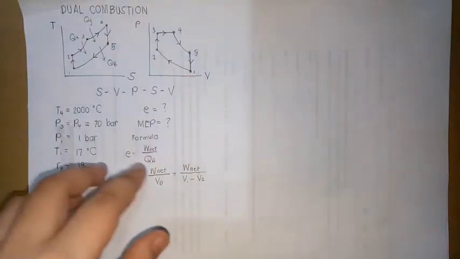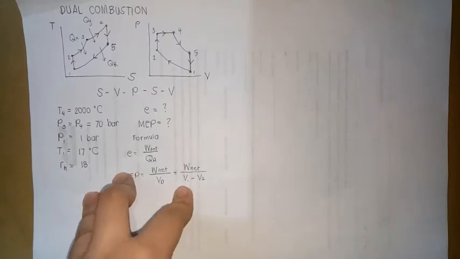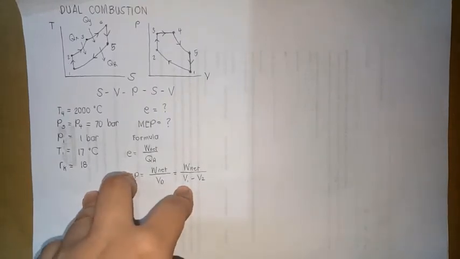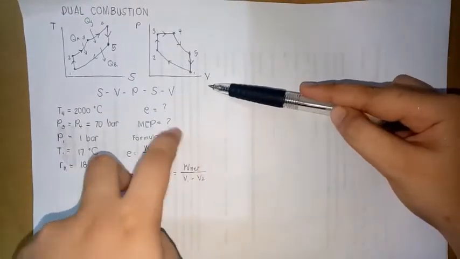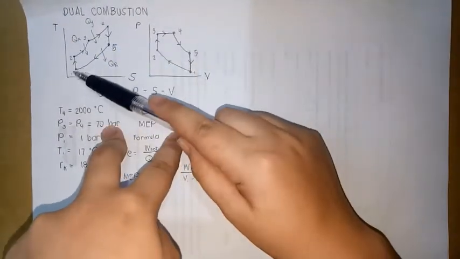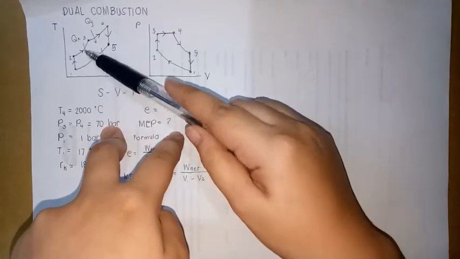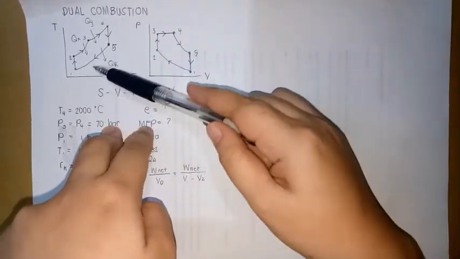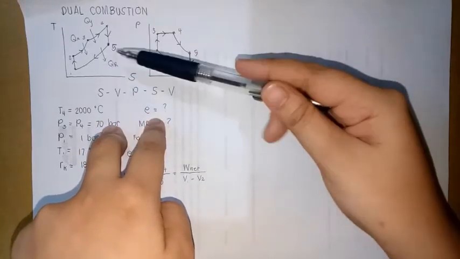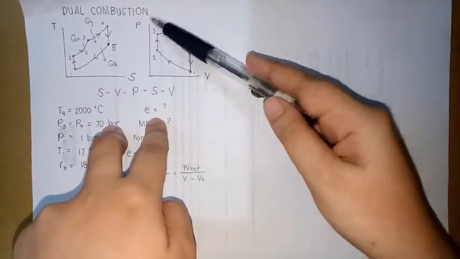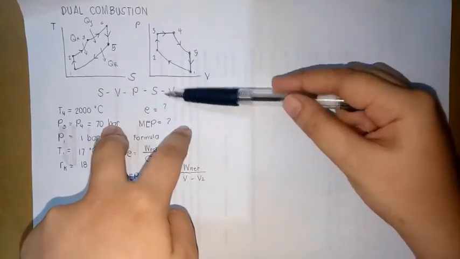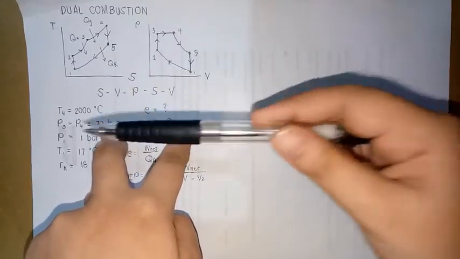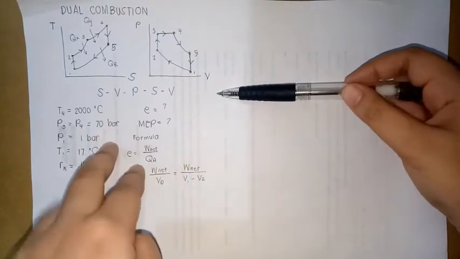Good day guys! In this video, I'm going to show you the solution to the sample problems which I posted regarding dual combustion cycle. So we have here our TS diagram and our PV diagram for the said cycle. Process 1 to 2 is isentropic compression. Process 2 to 3 is isometric heat addition. Process 3 to 4 is isobaric heat addition. 4 to 5 is isentropic expansion. And process 5 to 1 is isometric heat rejection. So we have 5 processes.